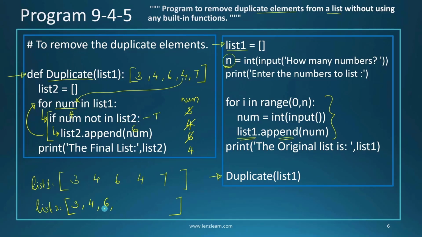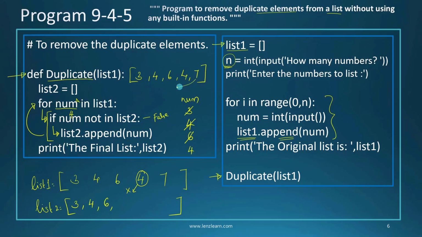Why? Because list 2 now has 4 inside it. So now this if condition will return false. Okay, so now this append function will not work for 4. So now you can understand the second 4 will not be copied into list 2. So now the control will go back to the for loop again.